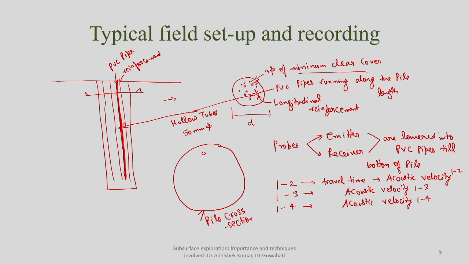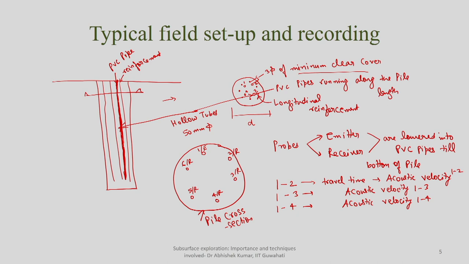So, if probe 1 is here, 2 is here, 3 is here, 4 is here, 5 is here and 6 is here. So, I told about 1, 2, 1, 3, 1, 4, 1, 5. If I am putting the emitter here, every time I put the receiver here or here or here, it is going to give me the acoustic velocity, which is directly an indication about the quality of the propagation medium.